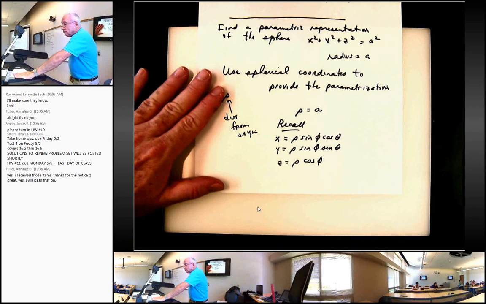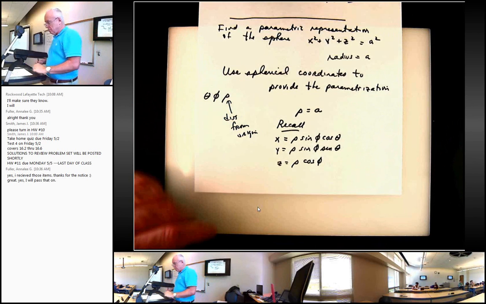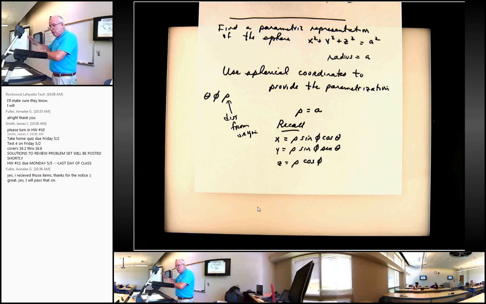How do you use rho equals A if rho is, if the section of the sphere is zero? I don't know, I'll defer that.